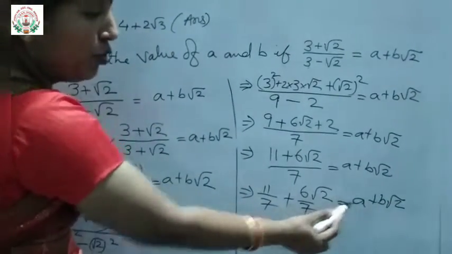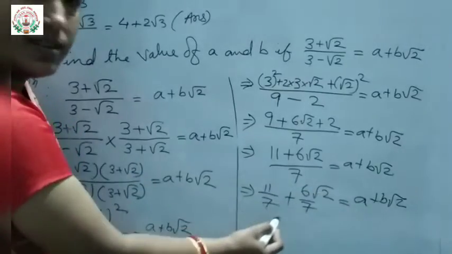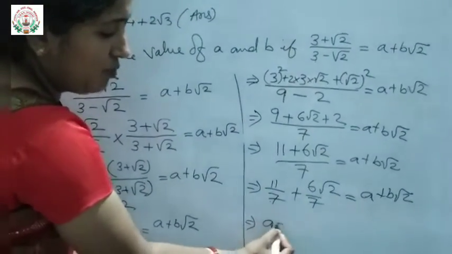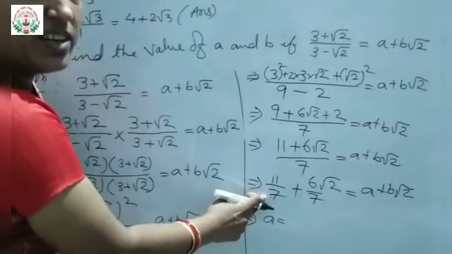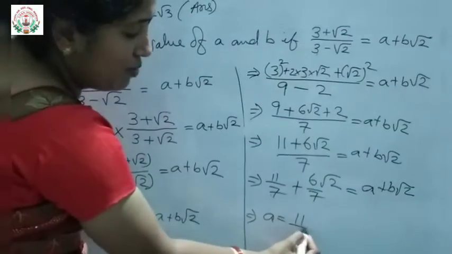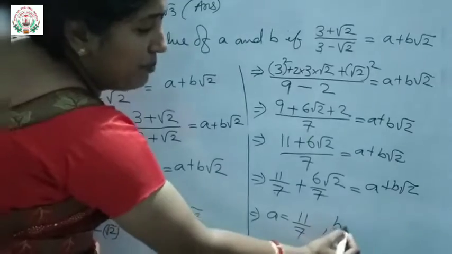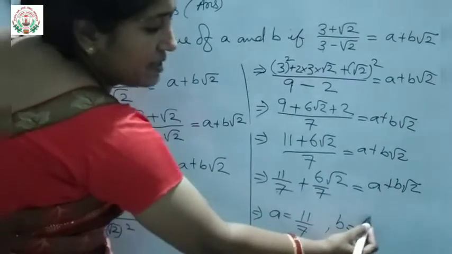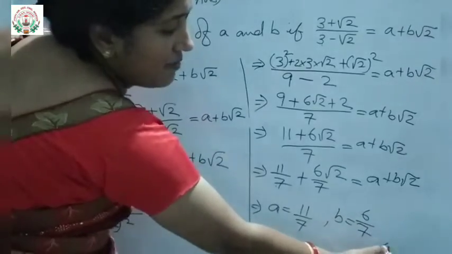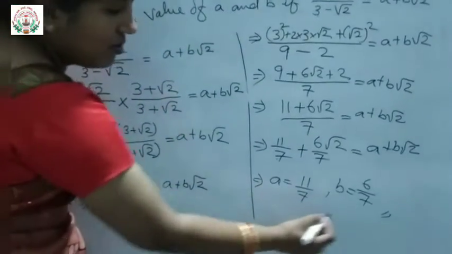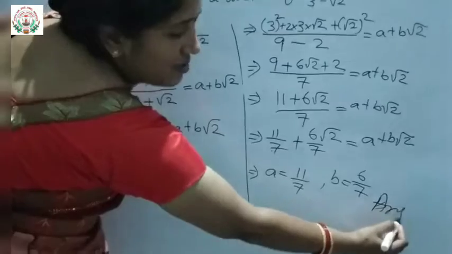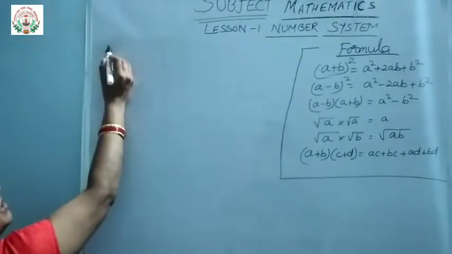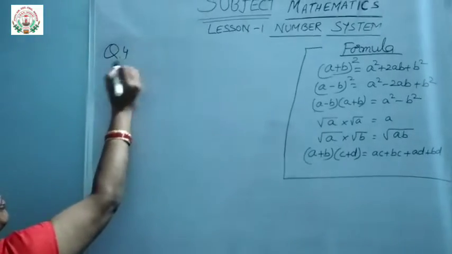Now we will compare the whole number part, so that implies a is how much? The a value will be the whole part, the first one, that is 11 upon 7, and for the b part you can see root 2 is there. So what is b? 6 upon 7. So this will be the answer. Okay, clear children?